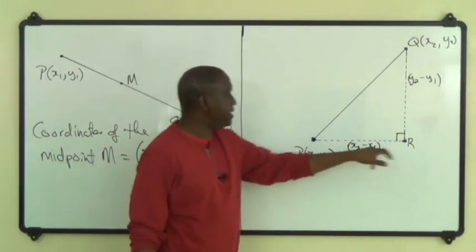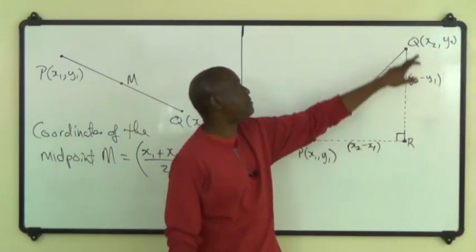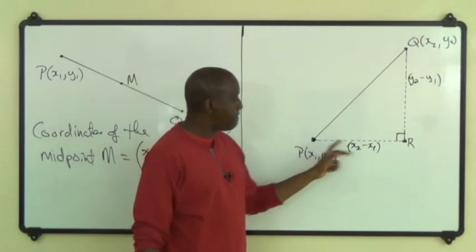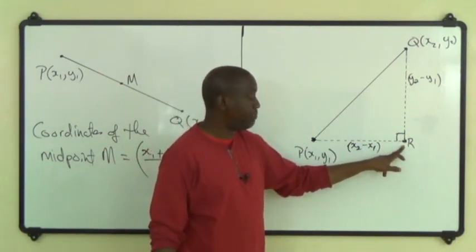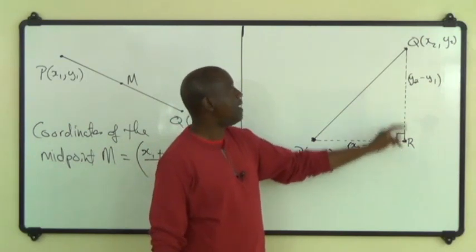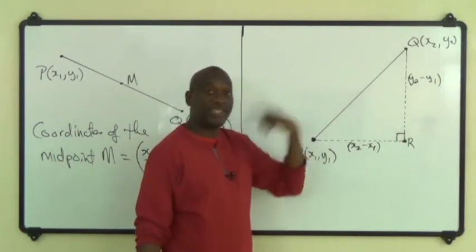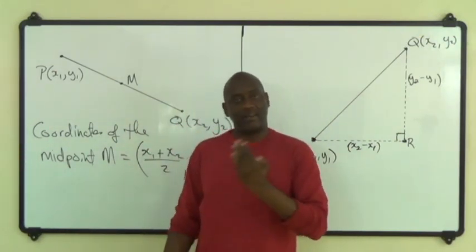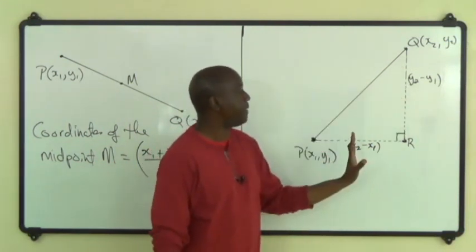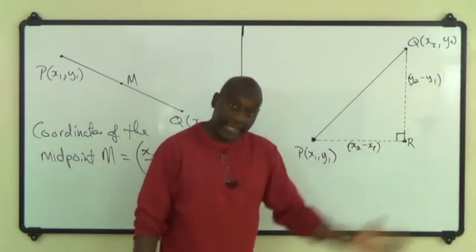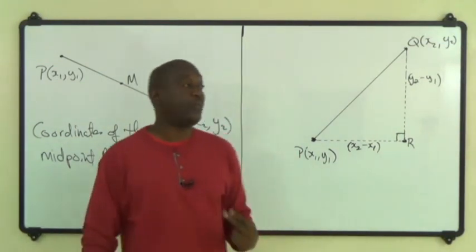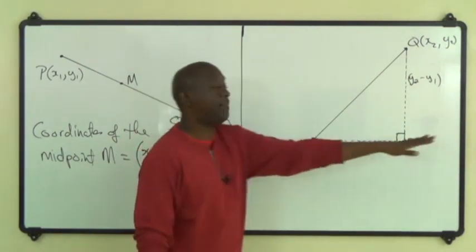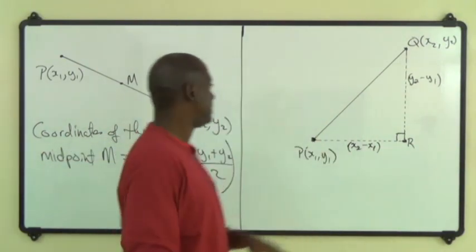So the difference between the two x coordinates and the difference between the two y coordinates are the respective lengths of the lines parallel to the x-axis in this instance, and parallel to the y-axis in this instance. So let me say that again. The difference between the x coordinates is the length of the segment of our triangle here that is parallel to the x-axis. And the difference between the y coordinates is the length of the segment parallel to the y-axis, as we would have had in the previous diagrams.